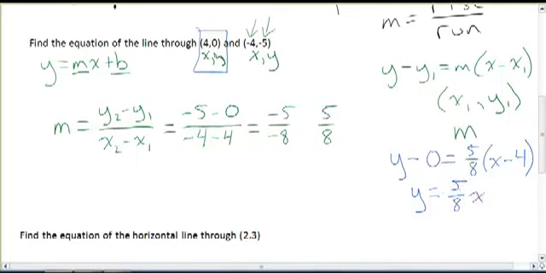5/8 x minus, now think, what is 5/8 times 4? Let me come over here and show that math. We've got 5/8 times, now remember, any whole number can be put over 1, right? So it's 4/1, we're reducing, there's a 2, there's a 1, so what we get is 5 halves, 5/2.